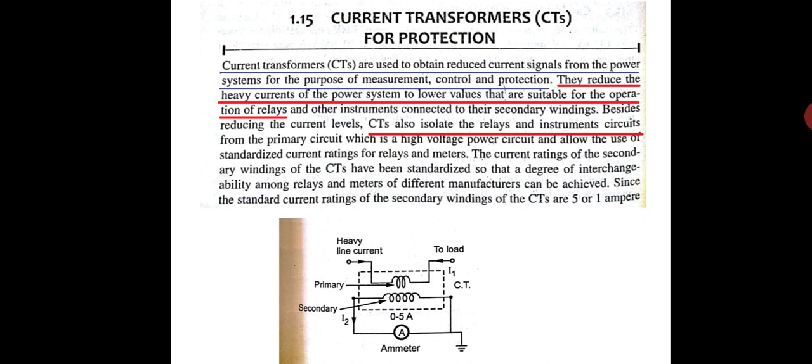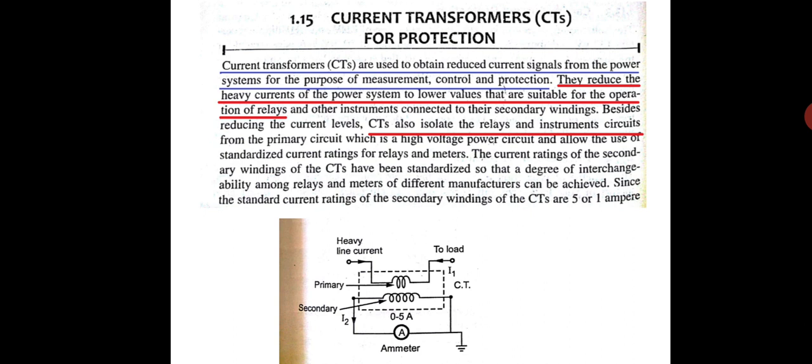It begins with current transformers being used to obtain reduced current signals from power systems for the purpose of measurement, control, and protection. So the main purpose of a current transformer is measurement, controlling, and protection. Here all these three are interlinked. You can protect a system only when you can control it, and you can control it only when you can measure it.